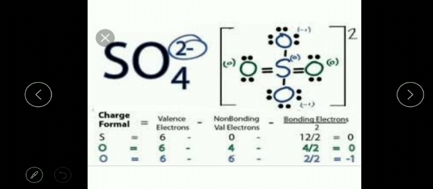Here also the minus 1 charge on 2 oxygens balances the overall charge: minus 1 minus 1 is equal to minus 2, which is equal to the net charge. So from this example we conclude that the condition is fulfilled: the net sum of the formal charges of each component should be equal to the overall charge.